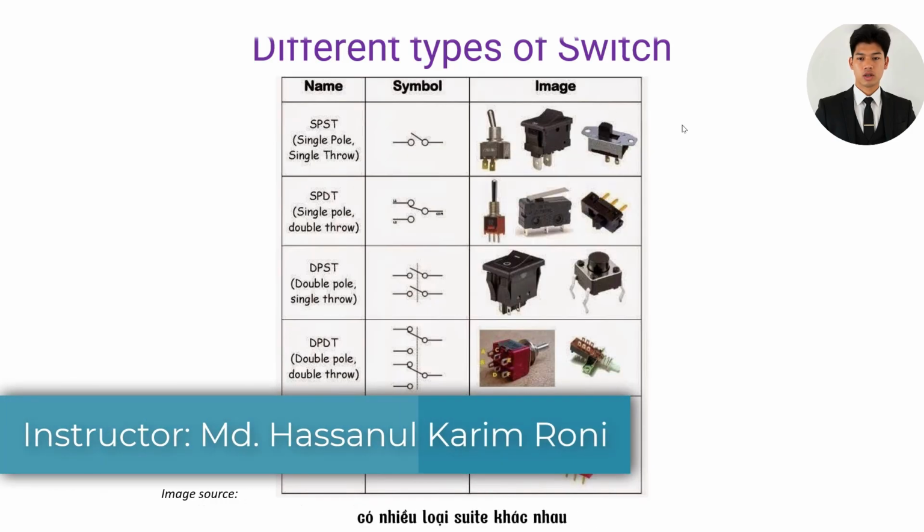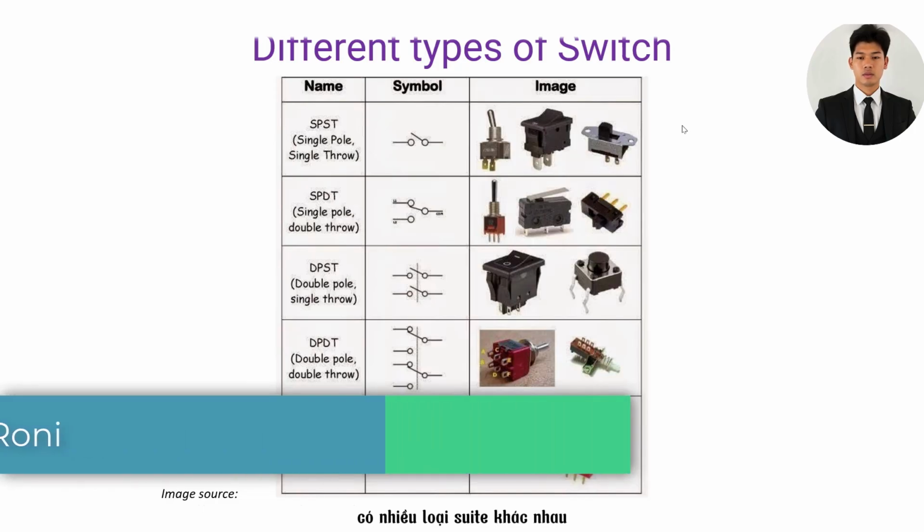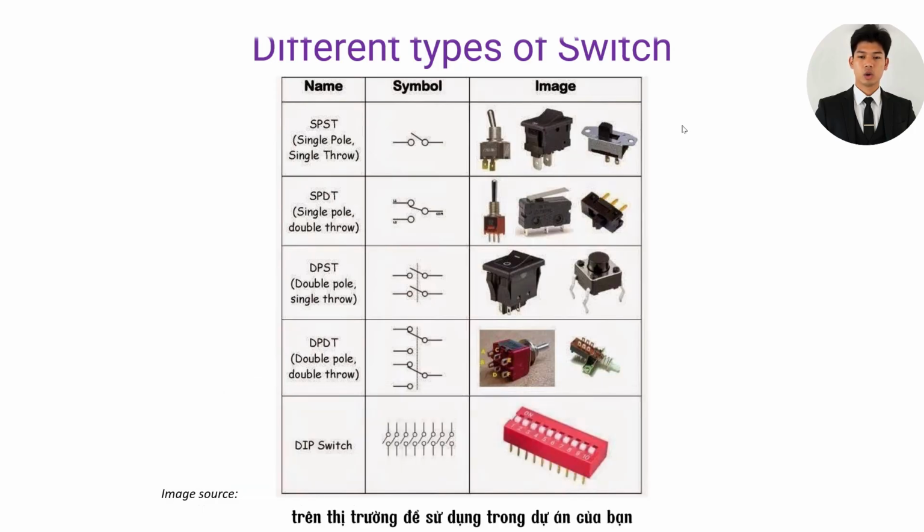In this slide, you can see there are different types of switches available in the market for using in your project. Like there is one type called SPST. The full form is single pole, single throw. The switches are like this. Then we have SPDT, single pole, double throw. The switches are like this. We have DPST, double pole, single throw, and DPDT, double pole, double throw. These are different types of switches.